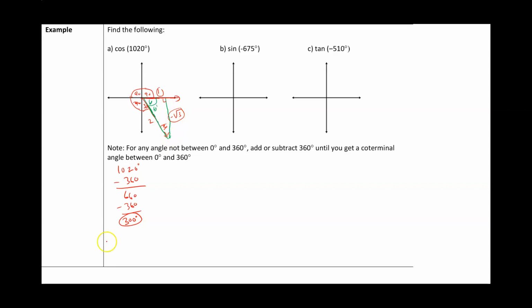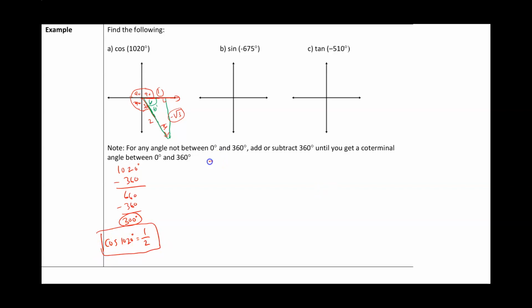Now what are we looking for? We're looking for the cosine of 1020 degrees. The cosine of 1020 degrees will be the same as the cosine of theta prime. So for theta prime, our adjacent is 1 and our hypotenuse is 2. So there's our answer. And of course, you can check this using a calculator.